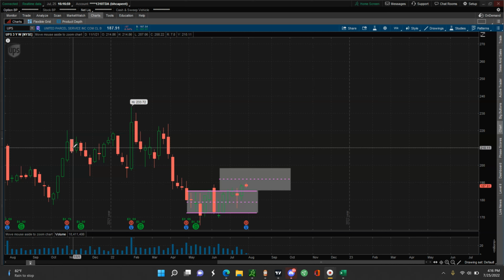But let's go ahead and talk about my method for choosing a strike price and an expiration date when I'm considering an options position.